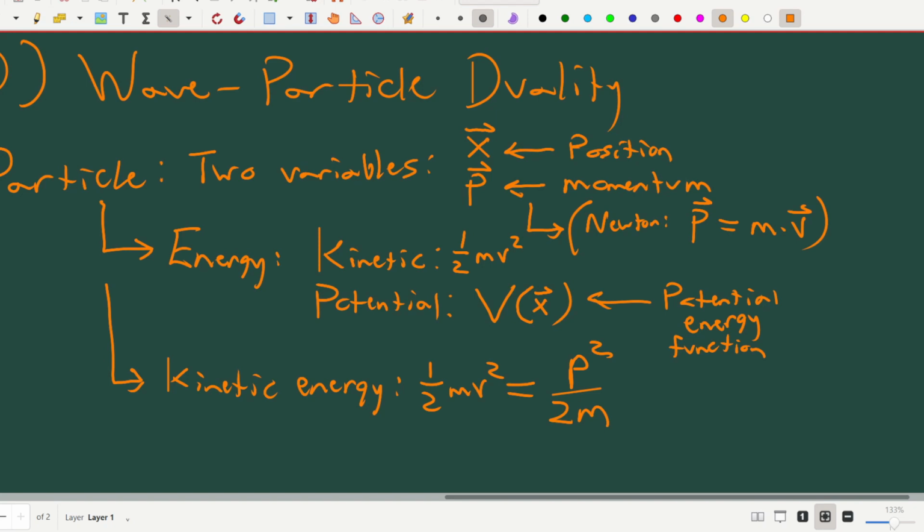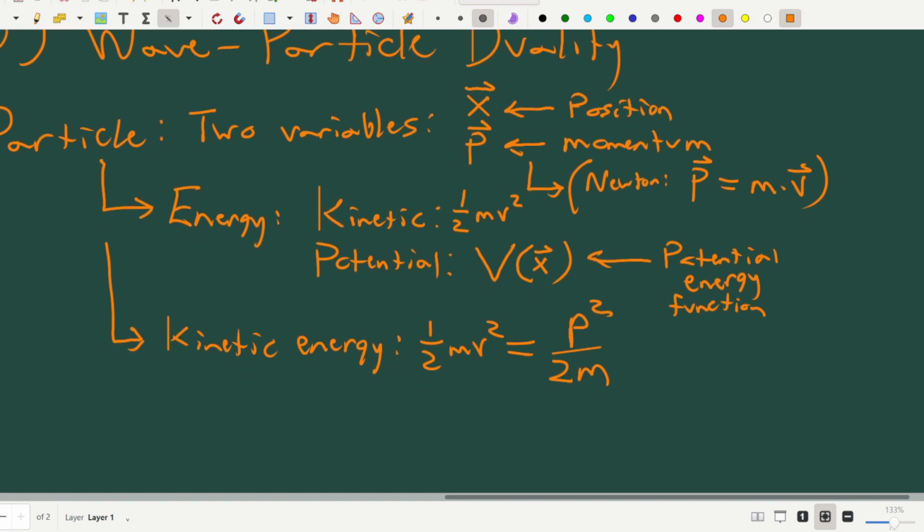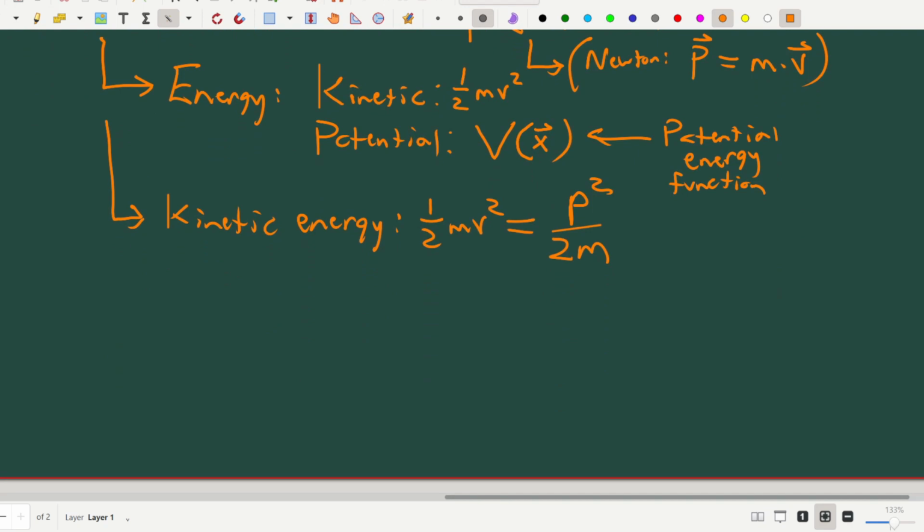This is just Newton's laws. Okay, so what about a wave, though? What are the things that a wave is characterized by?